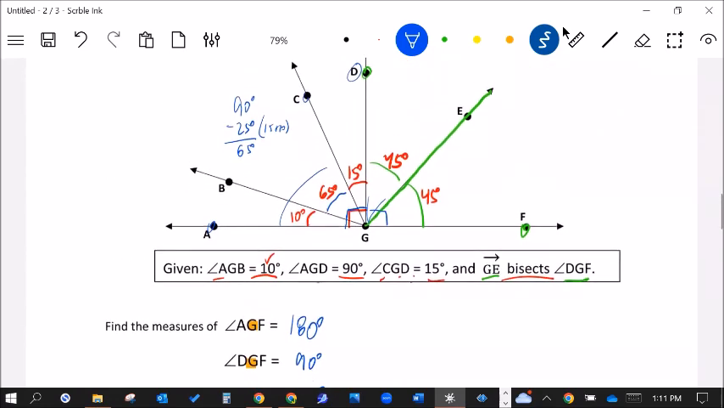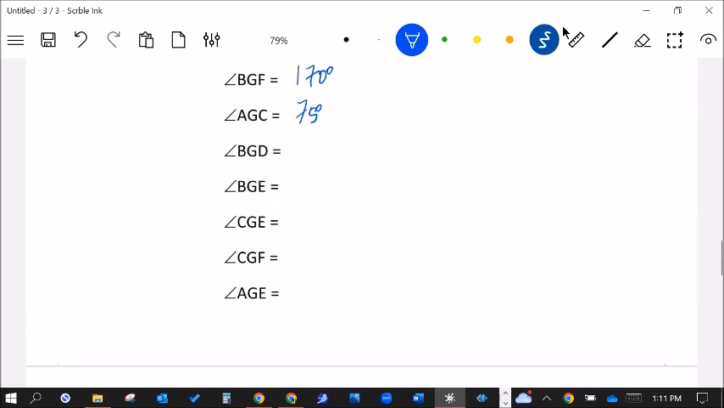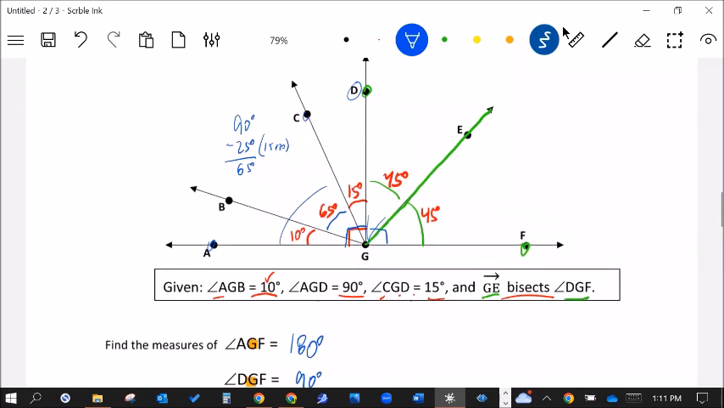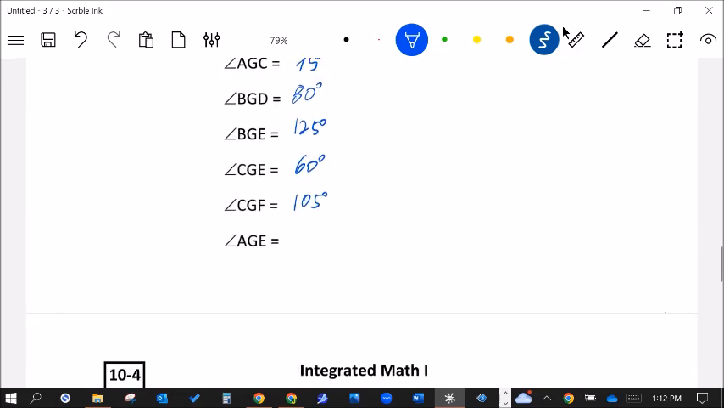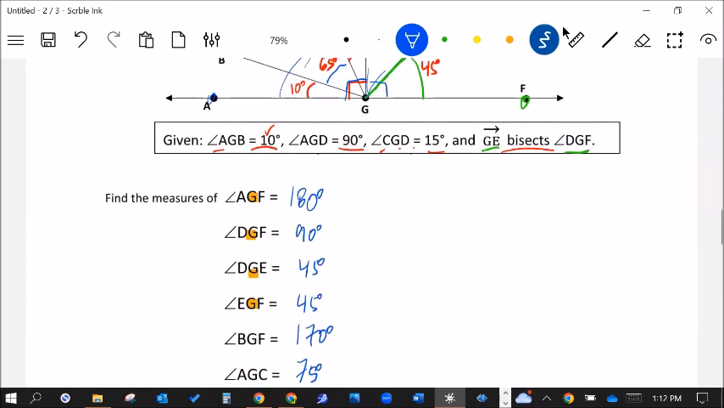Okay, so look at the other ones, and I'm going to write them down here so you can see where they would all be, really just adding up parts. So B, G, D, find B to G to D, that's adding these two, which is 80 degrees. So all of these are just finding the right combination. GE is 125, BGE is 60, CGF is 105, AGE is 135. That covers almost all of them.